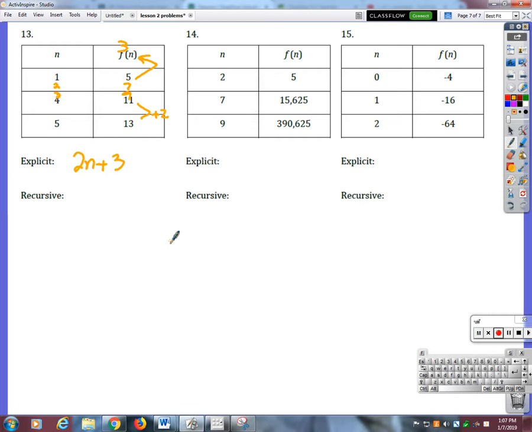Okay, and then again, the recursive one would be to get the next one, take the one before it and do what? Plus 2, yeah.